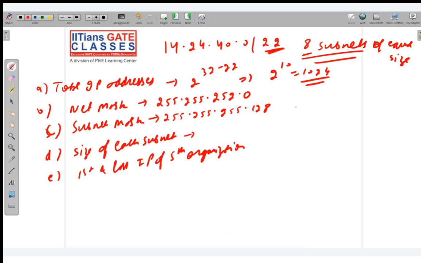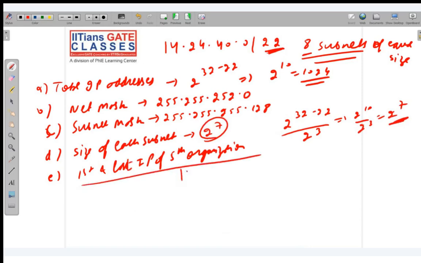Size of each subnet, that is also very easy. 2 power 32 minus 22 is the total number of IP addresses, divided by 8, that is 2 power 3. So 2 power 10 divided by 2 power 3 is 2 power 7 IP addresses. So size of each subnet is 2 power 7. Now they are asking the first and last IP address of the 5th organization.